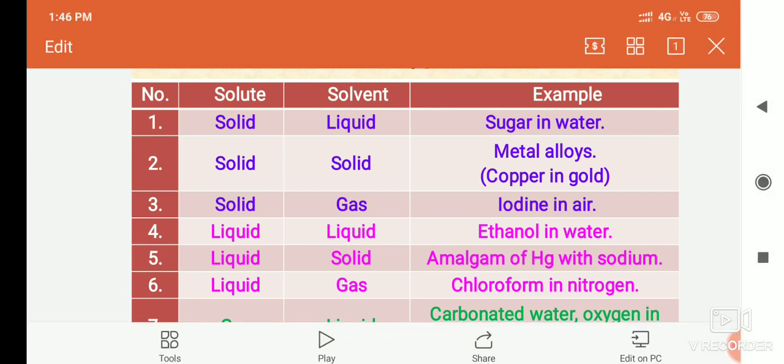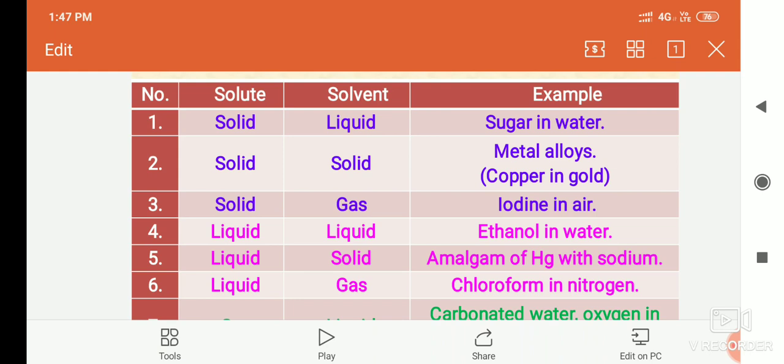Second, solid means solute is solid, solvent is also solid, and the example is metal alloys, copper in gold. Gold is very soft. Therefore, copper is added into it.